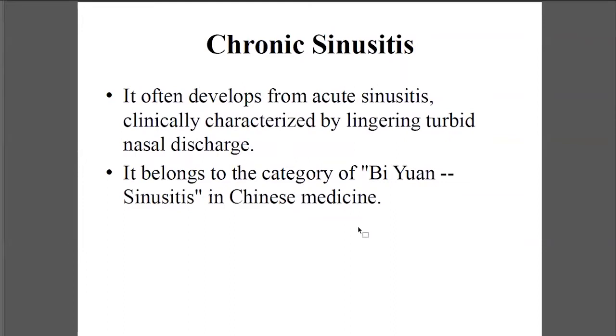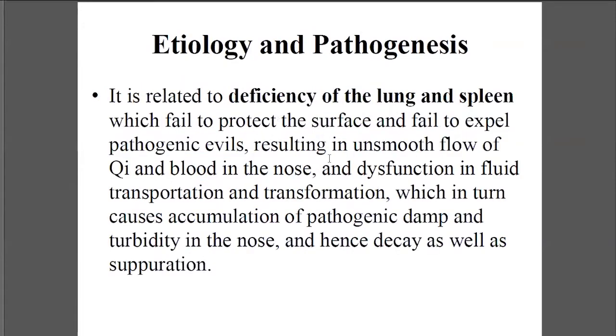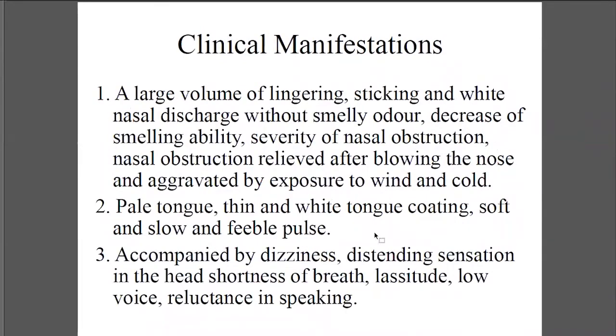So chronic sinusitis can come from acute sinusitis that is not cured in the long term, changing into a chronic one. So there is long-term nasal discharge in here. We usually say it comes from deficiency and maybe dampness accumulation with some damage in the nose. So clinical symptoms: a big amount of discharge, always in there.